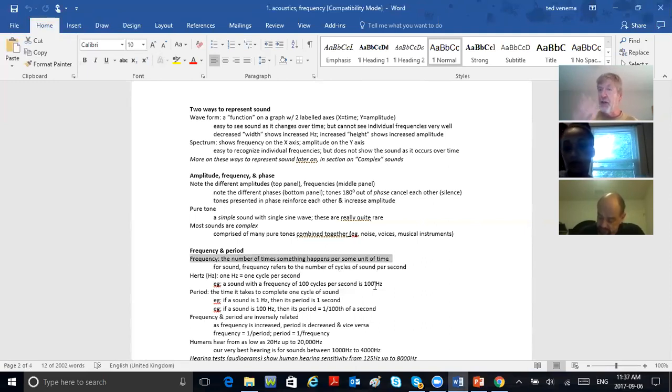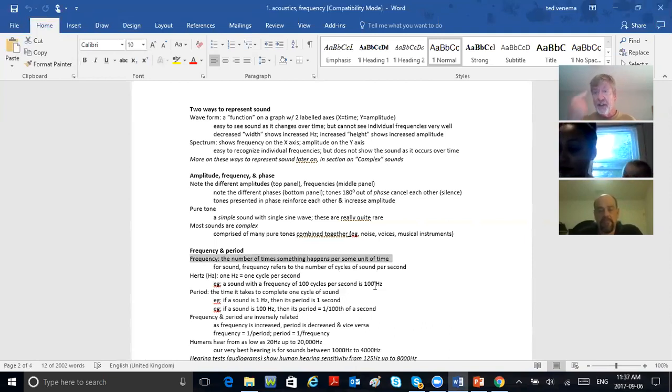2 Hertz, 3 Hertz, 10 Hertz, 100 Hertz, it really hurts. But 100 Hertz means 100 cycles per second. 1,000 Hertz means 1,000 cycles per second. 10,000 Hertz, 10,000 cycles per second.